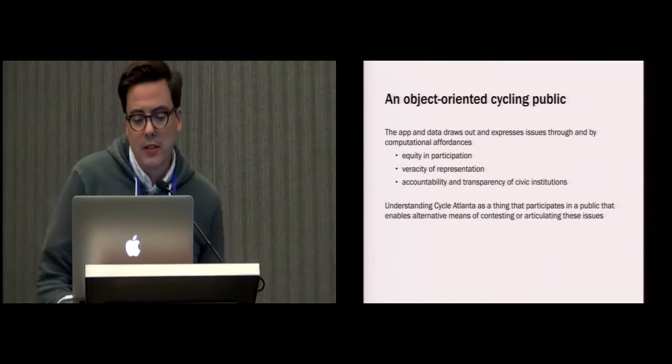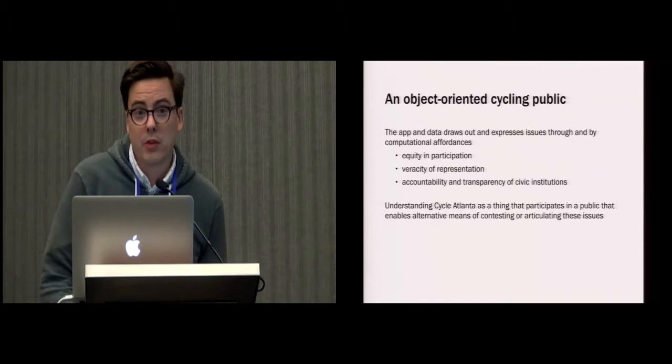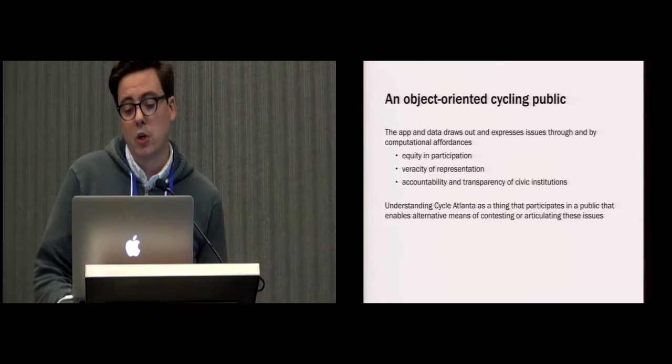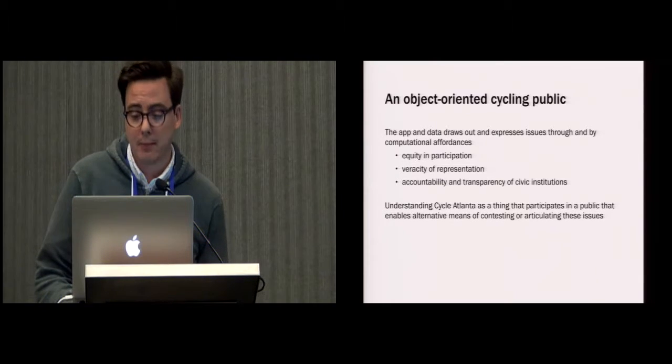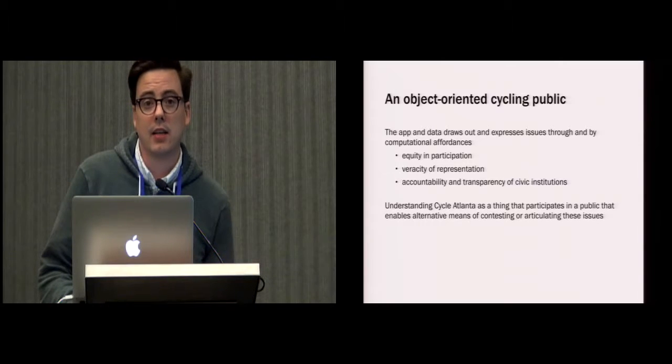So the analytic mode seeks to understand how computing frames and participates in the issue at hand. We argue that the Cycle Atlanta app and the data both take part as members of a cycling public. Through this participation, issues arise like equity and participation, veracity and representation, and accountability and transparency of civic institutions. These issues are all bound up in the human and non-human composition of the cycling public. The application and data combine as a thing that enables an alternative means of contesting urban planning.